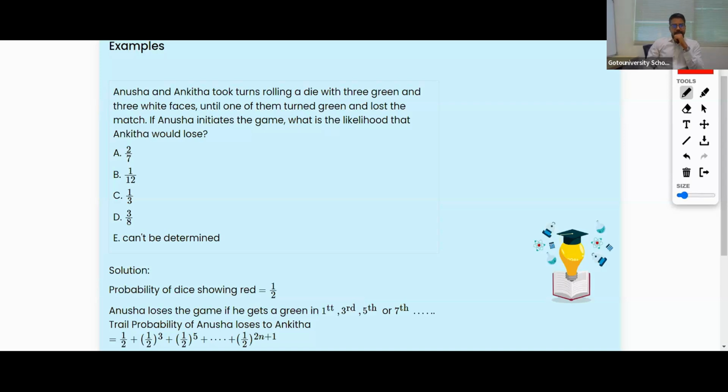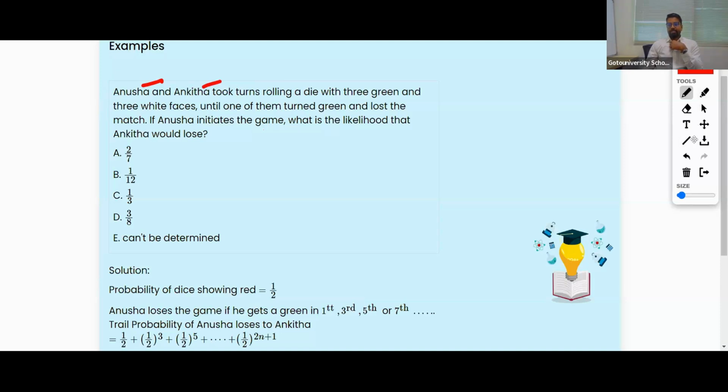Until one of them turned green and lost the match. Anusha and Ankita took turns rolling a die with three green and three white faces until one of them turned green and lost the game. That means they keep turning it until it turns green. If it doesn't turn green, they keep playing. Once it turns green, whoever threw the die will lose the game. If Anusha initiates the game, what is the likelihood that Ankita would lose?